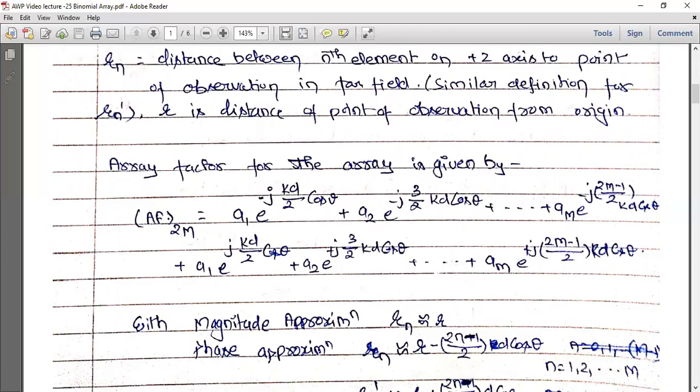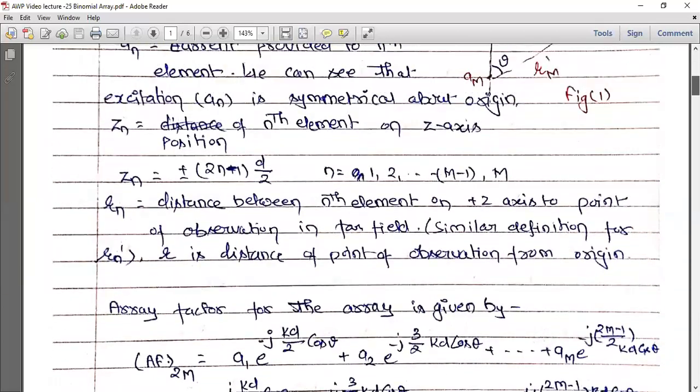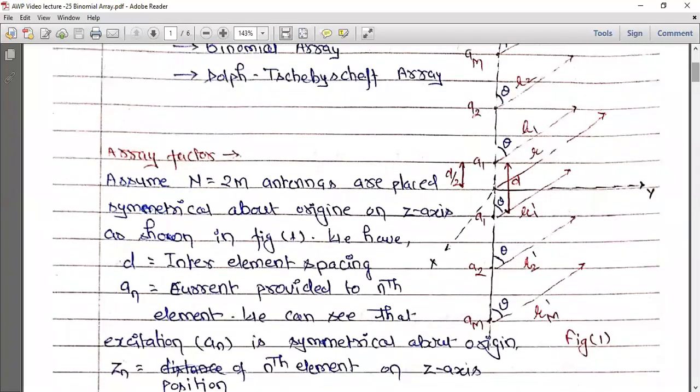What is theta? Theta is the second coordinate of the point of observation. If the point of observation is somewhere in the far field, this angle is theta. And since point P is in the far field, all of R, R1, R2, R1 dash, R2 dash, Rm dash are assumed to be parallel, and that's why this angle is theta. When this angle is theta, how can you find these approximations for magnitude and for phase?